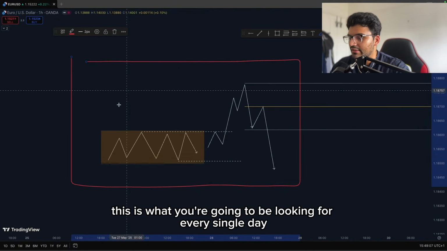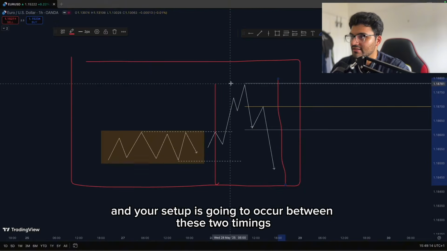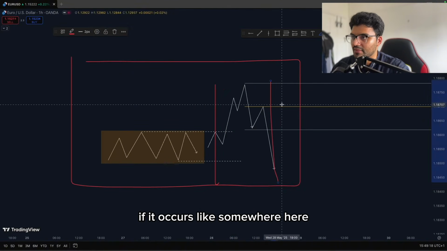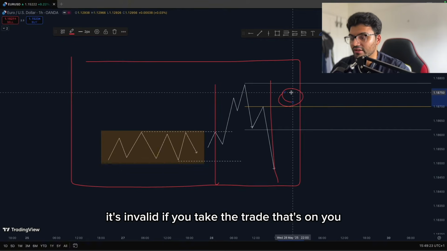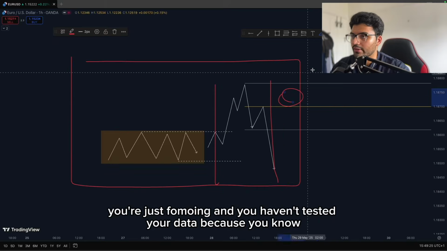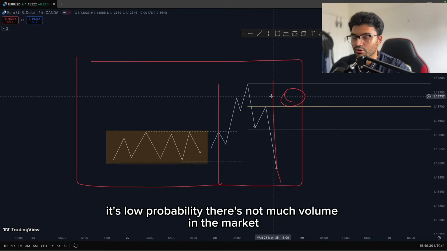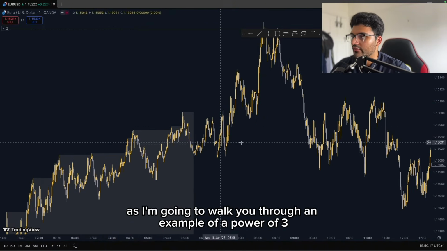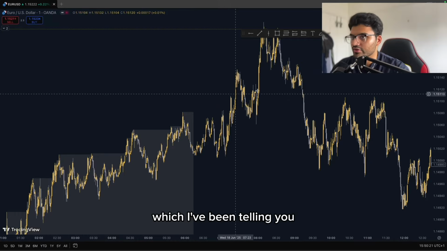In theory, this is what you're going to be looking for every single day. Now, obviously, 7 a.m. and 10 a.m. are the lines, and your setup is going to occur between these two timings. If it occurs somewhere here, I know this is a bit messy, but if it occurs somewhere here, it's invalid. If you take the trade, that's on you. You're just FOMOing and you haven't tested your data, because if it happens anywhere after 10, it's low probability. There's not much volume in the market. I'm going to walk you through an example of a power of 3, an exact formation or example of the strategy which I've been telling you.